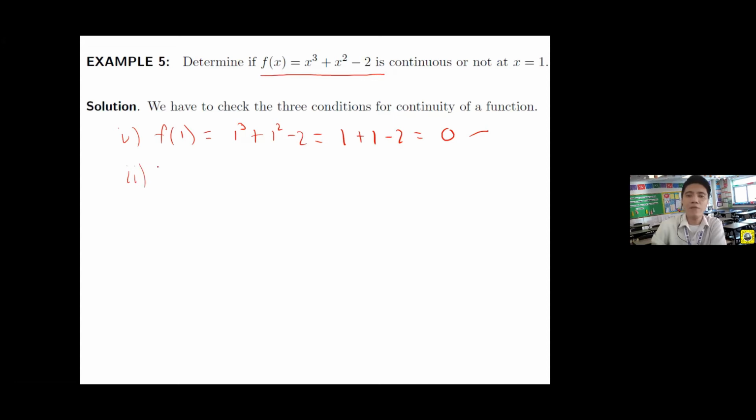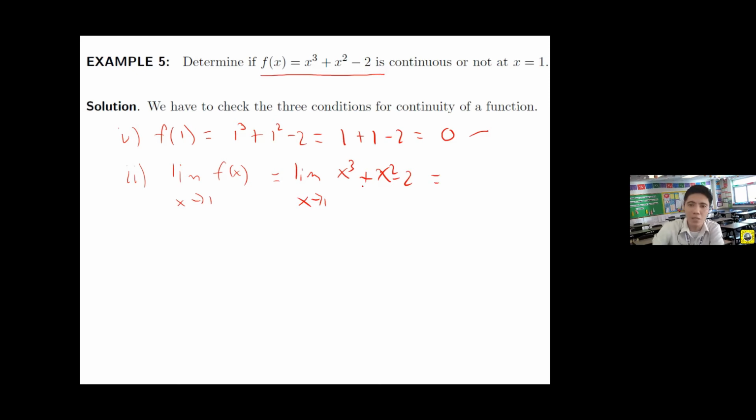So aside from f of c, we need to solve for the limit of f of x as x approaches 1. So the c here is 1. Recall how to determine the limit: the limit of x cubed plus x squared minus 2 as x approaches 1. How will you solve this one?